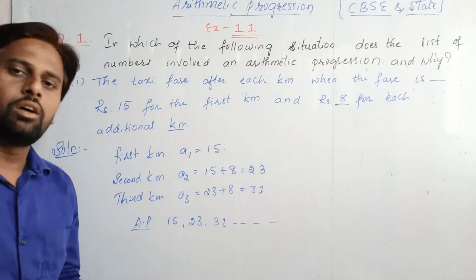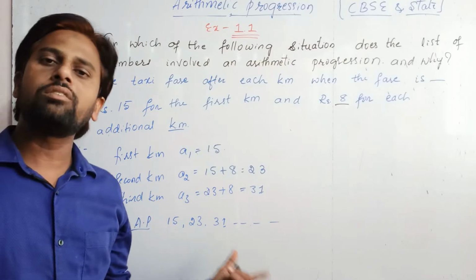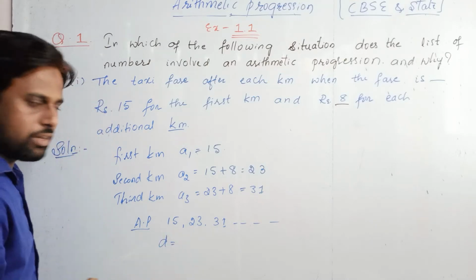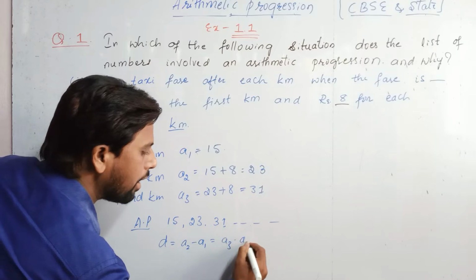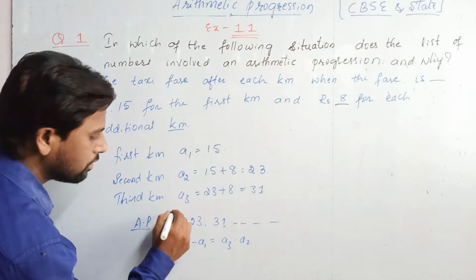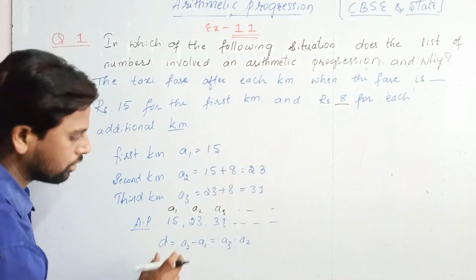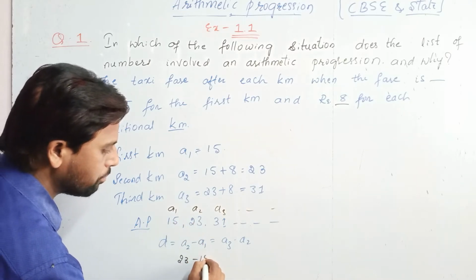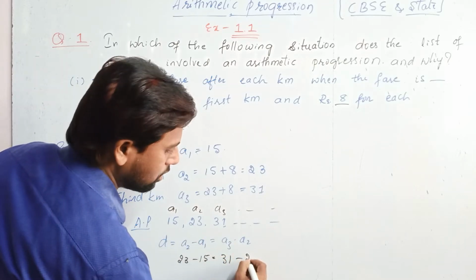Students, there is one important point we have to remember: whether the given sequence is an AP or not. To check this, we take the common difference. The formula is A2 minus A1 is equal to A3 minus A2. We consider A1, A2, A3 and so on. A2 is 23 minus A1, which is 15, and A3 is 31 minus A2, which is 23.